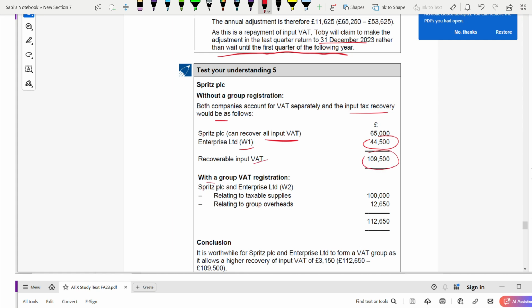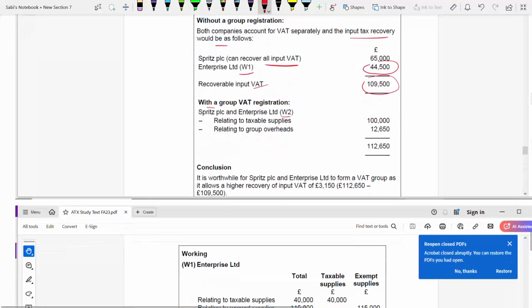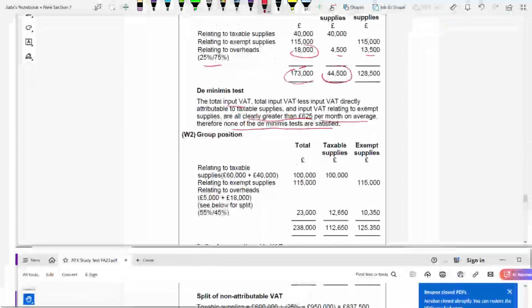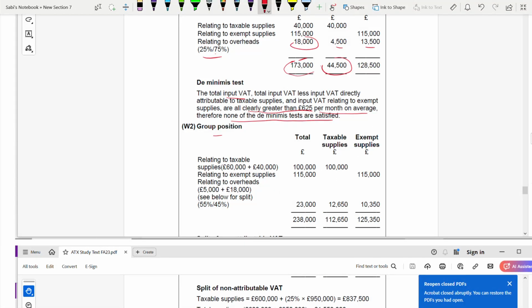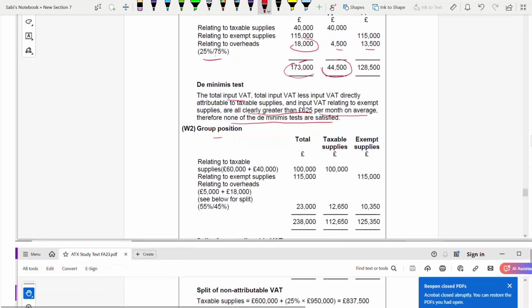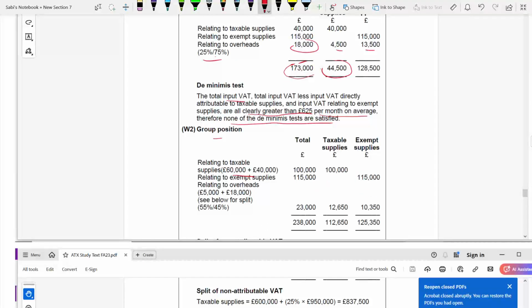Now with group, there is a working one. Okay. So working 2, group position. What do you do with group? You add the taxable supply. You add the exempt supply. And see below for the split, how they have split the overhead.